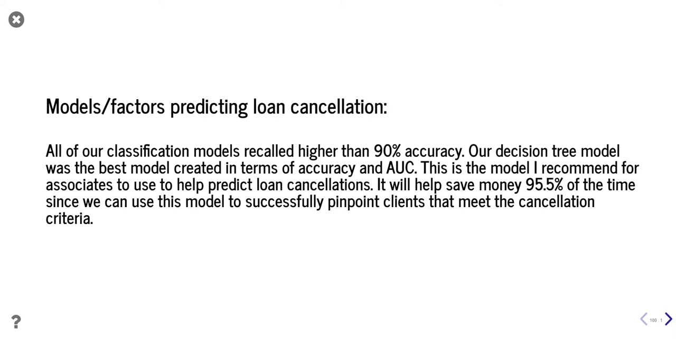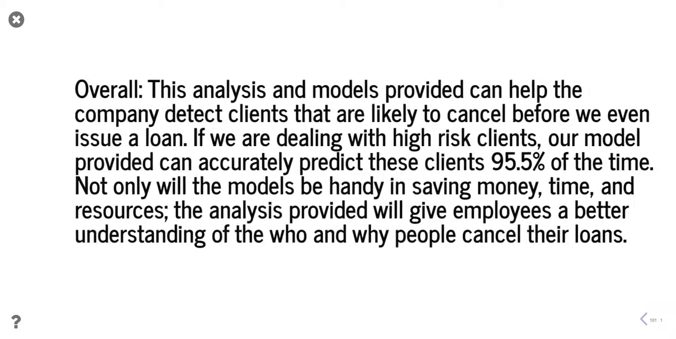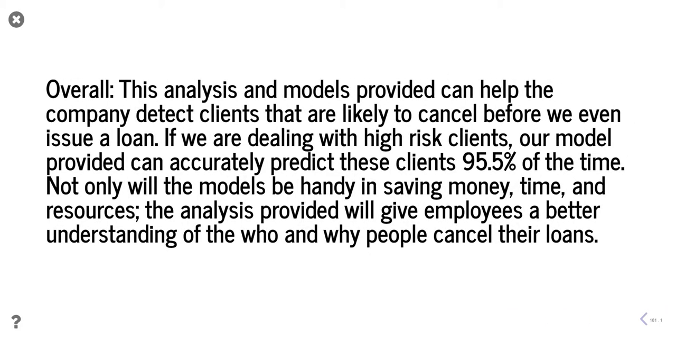Once again, the decision tree model was the best model created in terms of accuracy and area under curve, and that's what I recommend for sure. Overall, I think this analysis and models provided will help the company detect clients that are likely to cancel before we even issue a loan. So if we're dealing with high-risk clients, our model provided can accurately predict those clients 95.5% of the time. And then we'll be able to cancel or just keep those people off our system, or not give them a loan, or not issue it at all.